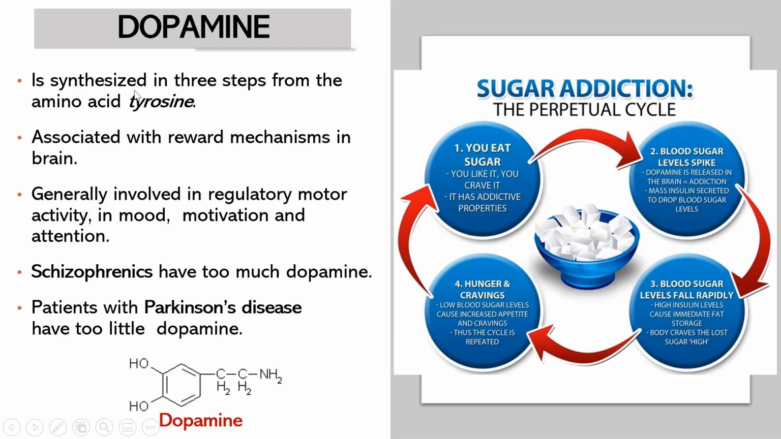And this is synthesized in 3 steps from tyrosine. So again, appreciate that it's coming from a protein perspective, that one of the amino acids is responsible for its synthesis, and it's involved in regulating motor activity, like I said, in mood, motivation, and attention. And you'll be surprised to know that schizophrenic patients have too much dopamine, maybe you've learned about it. And patients with Parkinson's have too little dopamine.